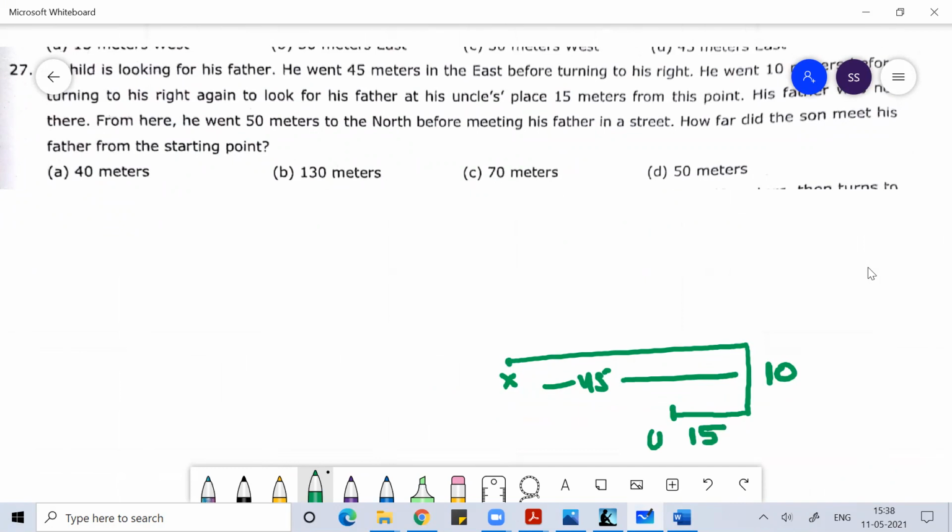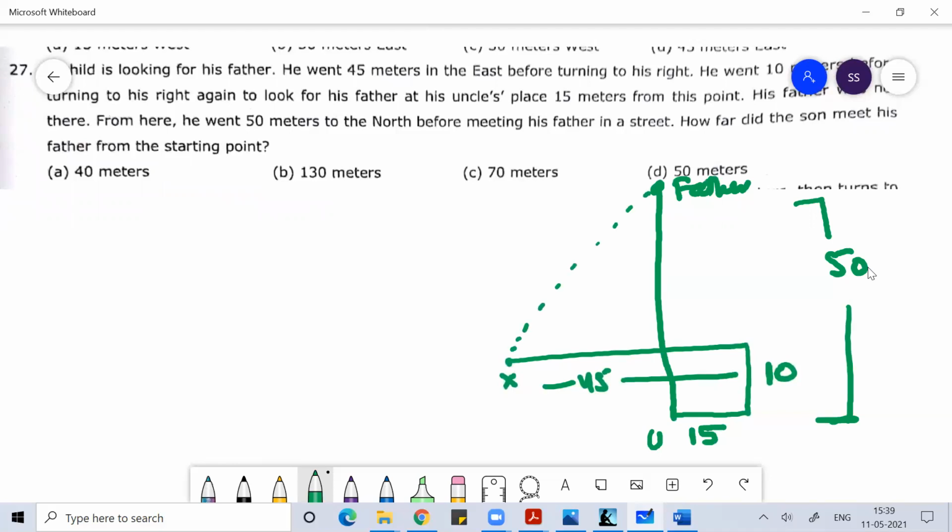His father was not there. This child was looking for his father. From here, he went 50 meter in the north before meeting his father. So here he met his father. How far from the starting point did the son meet his father? They're asking you this.